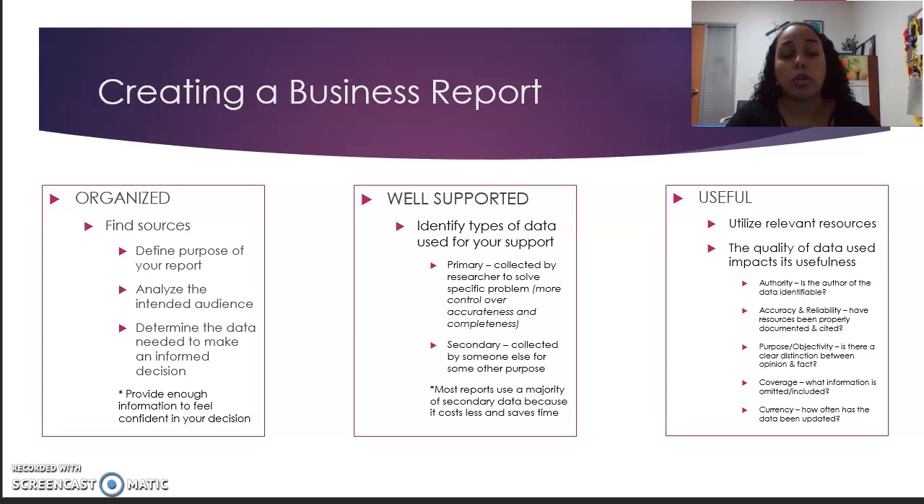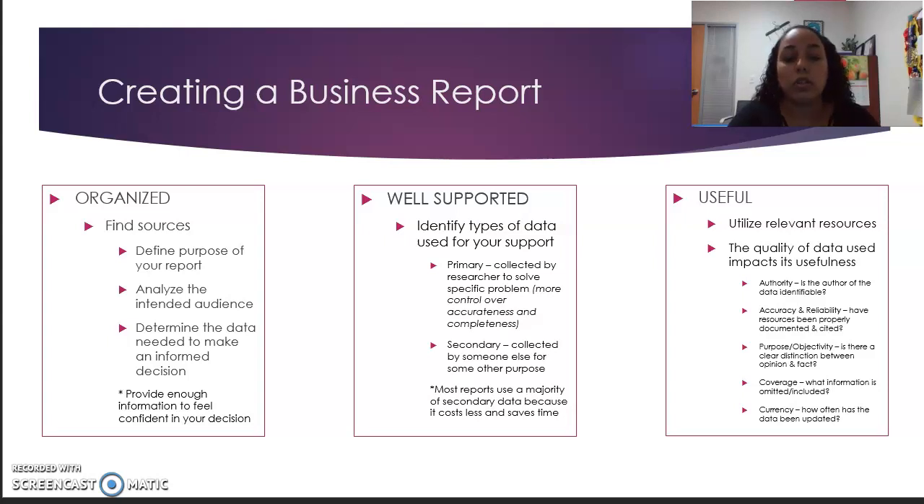In order for your business report to be well supported, you need to identify the types of data used in your support. There's primary data, which is data collected by a researcher to solve a specific problem, which gives you more control over accurateness and completeness. There's also secondary data, which is collected by someone else other than the researcher for a different purpose. Most reports use a majority of secondary data because it costs less and saves time.